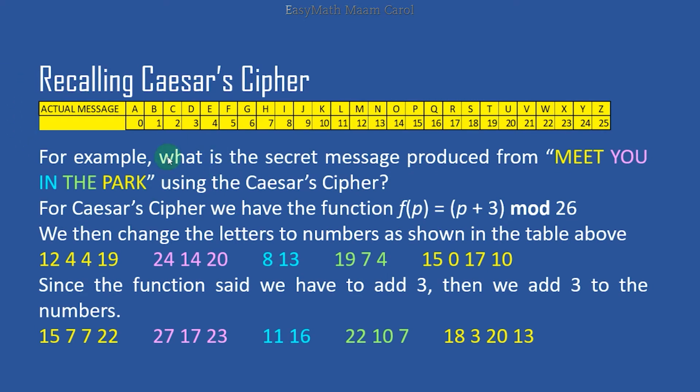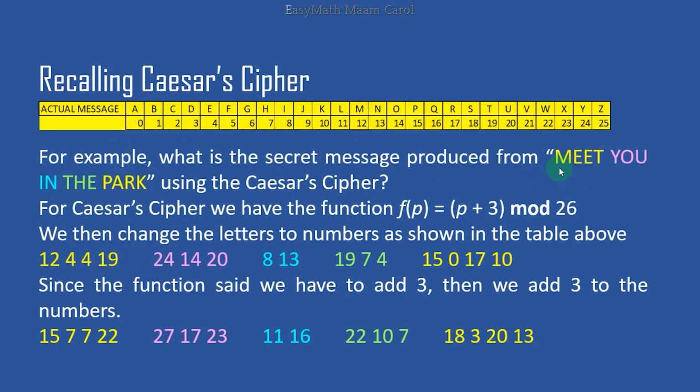So, how do we use that with Caesar's cipher? If you are going to create a program on your computer using a particular computer language, this is our example: meet you in the park. This is the original message, and we will encrypt it. We will turn it into code and use Caesar's function, the Caesar cipher. This is that function. So, the first thing you do is replace these letters with the numbers assigned to them.